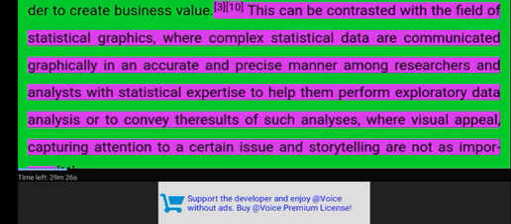This can be contrasted with the field of statistical graphics, where complex statistical data are communicated graphically in an accurate and precise manner among researchers and analysts with statistical expertise to help them perform exploratory data analysis or to convey the results of such analyses, where visual appeal, capturing attention to a certain issue and storytelling are not as important.